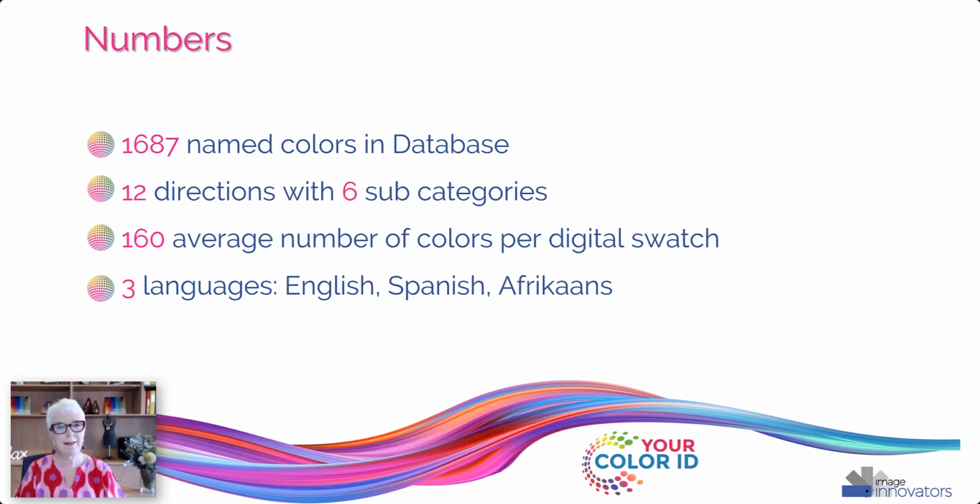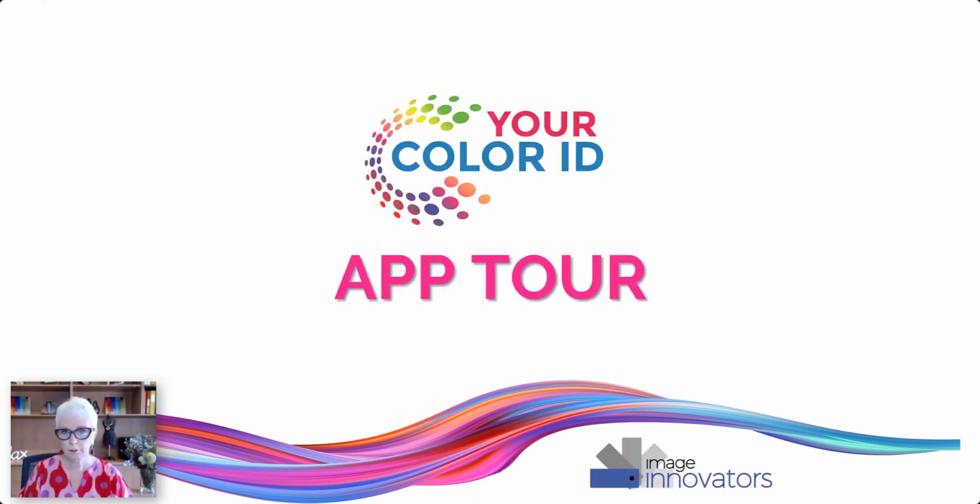There are 160 average colours in each of the digital swatches, which we'll show you in a minute. And the swatches come in 3 languages at the moment. British, where you can select a US British or a UK British, Spanish and Afrikaans. So those are what we've got as far as numbers for you. So let's get into it. And we'll go on the app tour, which I'm sure a lot of you are very curious for.